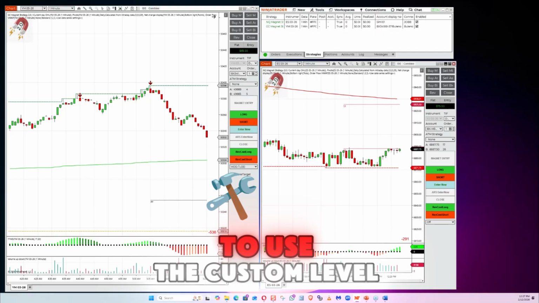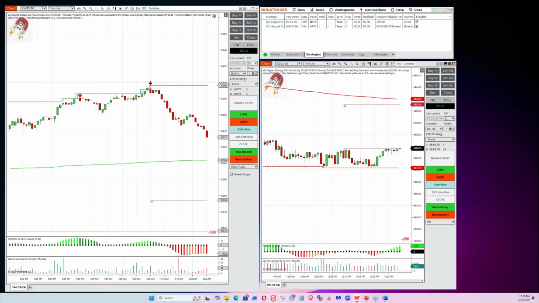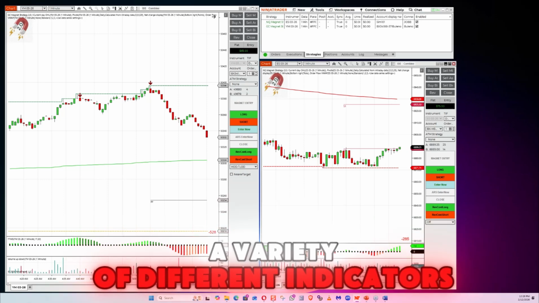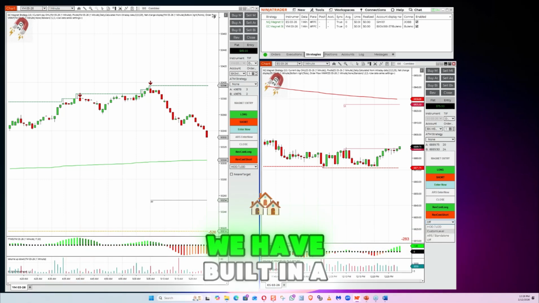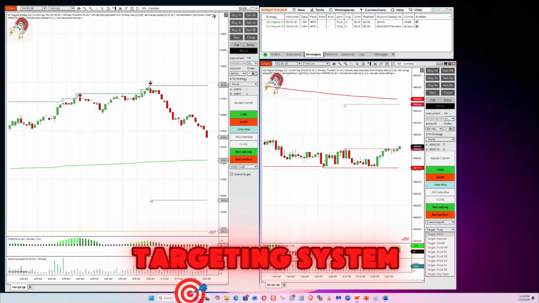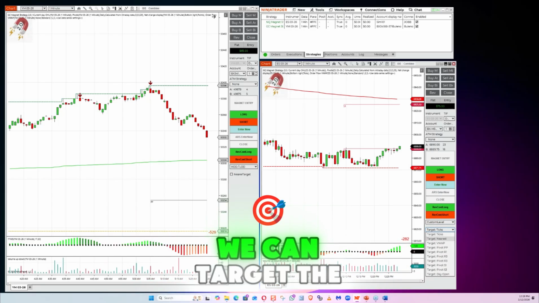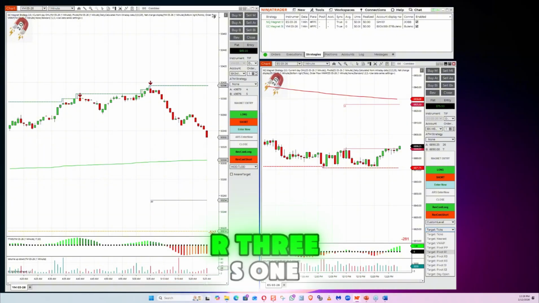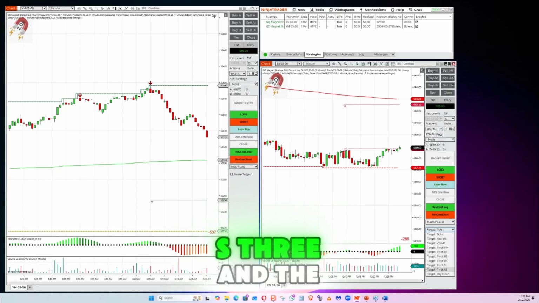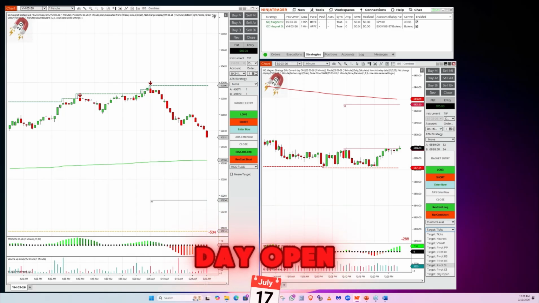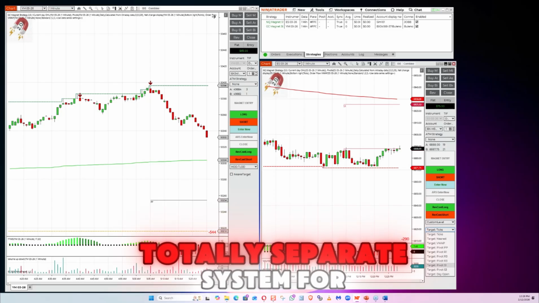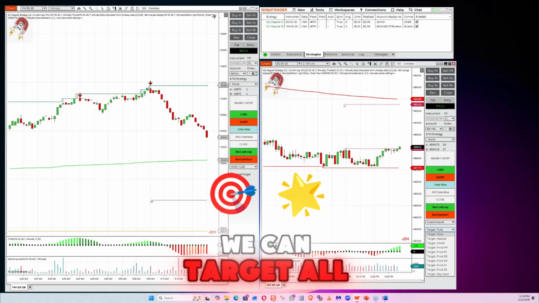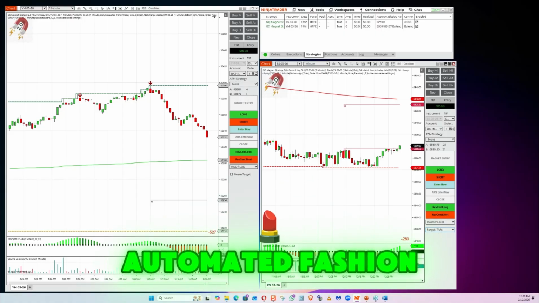Instead of having to use the custom level, we can automatically target a variety of different indicators. We have built in a targeting system. We can target the VWAP, the main pivot, the PP, R1, R3, S1, S3, and the day open. And we have a totally separate system for the high of day, low of day. And we can target all of those in an automated fashion.